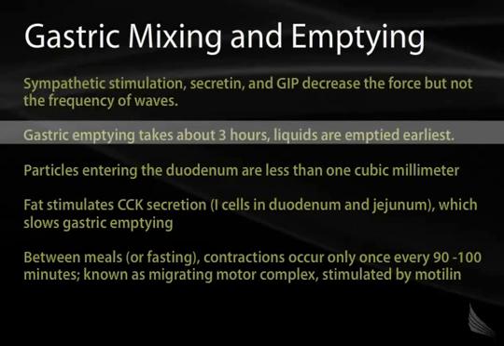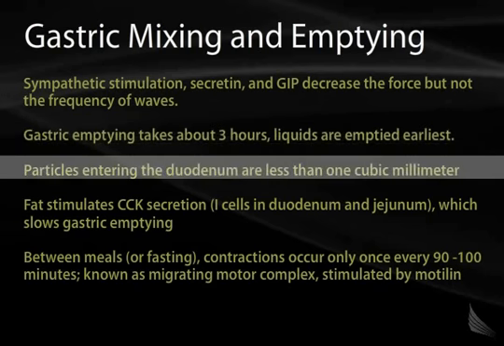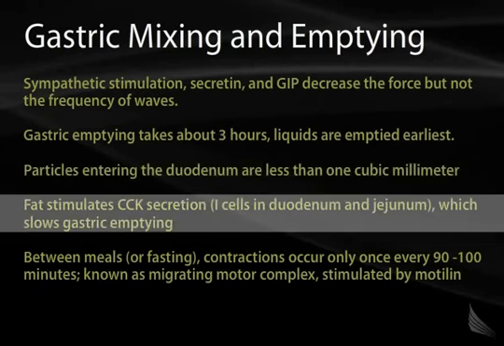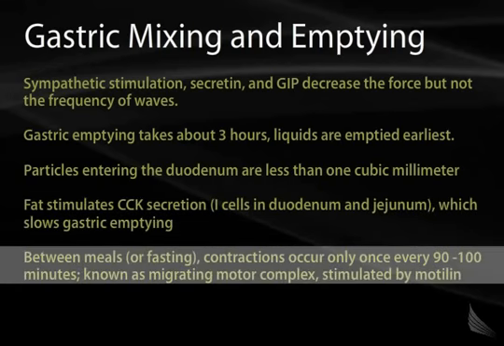Gastric emptying takes about 3 to 4 hours. Liquids are emptied earliest, and this again makes sense because this allows for increased mixing of more solid particles. Particles which enter the duodenum are less than 1 cubic millimeter. Fat stimulates cholecystokinin secretion from the I cells in the duodenum and jejunum, and this slows gastric emptying further. Between meals, contractions occur known as the migrating motor complexes or myoelectric complexes, which act as a cleanup system for the intestine and are stimulated by motilin.